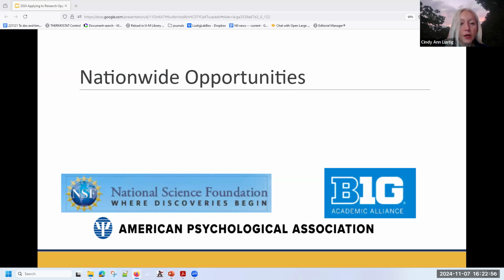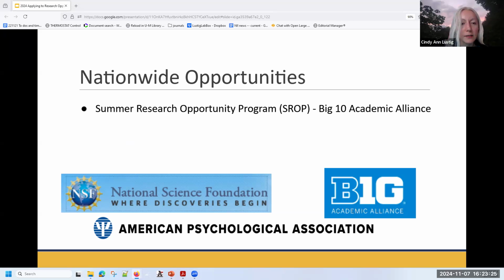There are also a bunch of nationwide opportunities. The National Science Foundation sponsors a lot of the REUs that Jess was talking about. The Big Ten has a version of it. Again, it sponsors a lot of things like SROP. So just Google Big Ten Summer Research Opportunities Psychology, and you should be able to find that. APA has a number of them as well. So again, these are the Summer Research Opportunity. That's a big one.